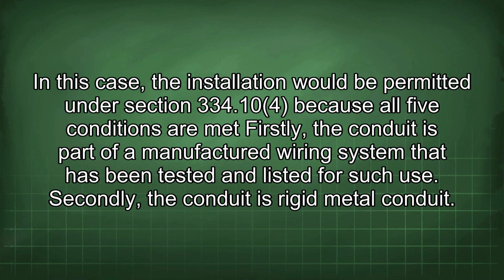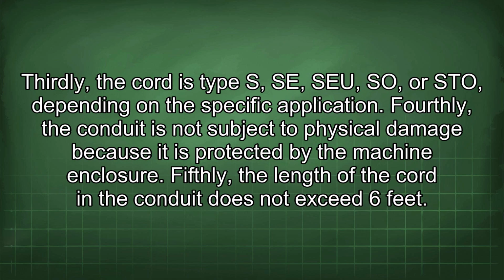Firstly, the conduit is part of a manufactured wiring system that has been tested and listed for such use. Secondly, the conduit is rigid metal conduit. Thirdly, the cord is type S, C, SU, SO, or STO, depending on the specific application. Fourthly, the conduit is not subject to physical damage because it is protected by the machine enclosure. Fifthly, the length of the cord in the conduit does not exceed 6 feet.